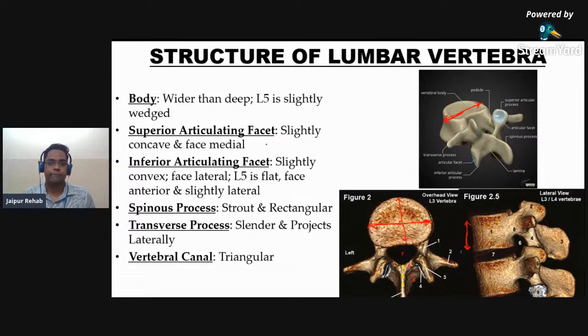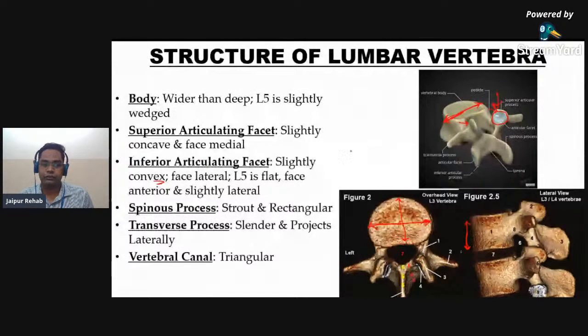These are the superior articulating surfaces. They are slightly concave and face medially. As you can see, a small depth here. So they are concave structures facing medially, towards each other. On the contrary, the inferior articulating facets face laterally, that is, away from each other. The inferior articulating surfaces are slightly convex because they have to articulate with the concave articulating facets.